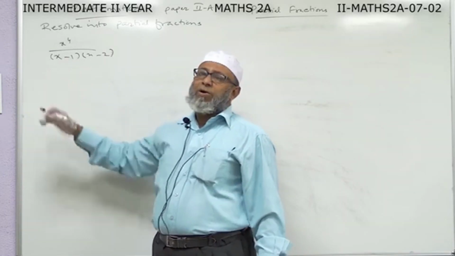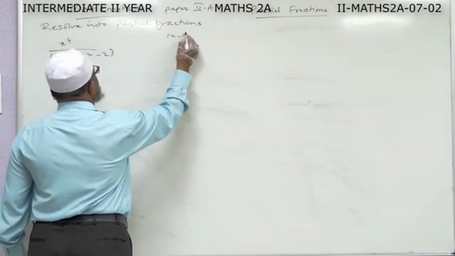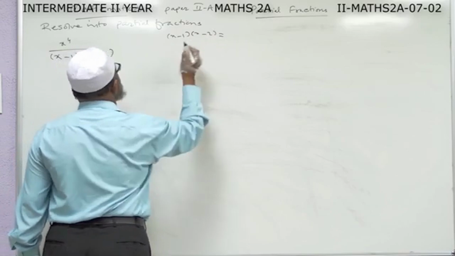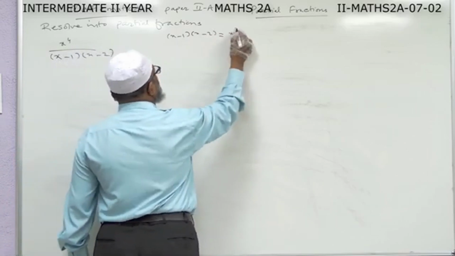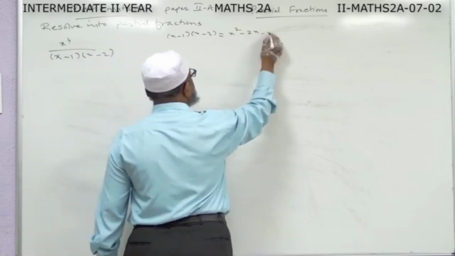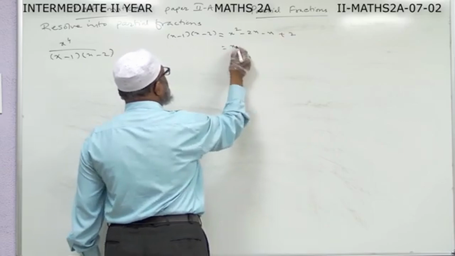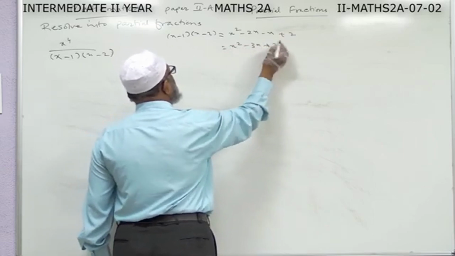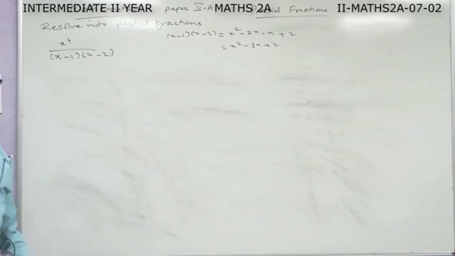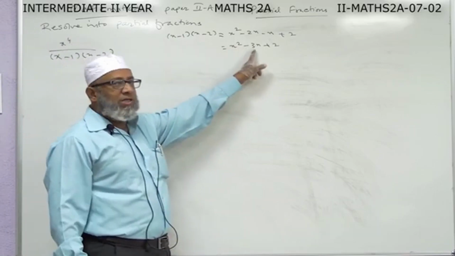To divide the numerator by the denominator, I have to multiply the denominator part separately. See what happened on multiplying this. Now I am doing here x minus 1 into x minus 2 is equal to x into x, x square, x into 2, minus 2x, x into 1, minus x, minus into minus, plus 2. So which gives me x square minus 3x plus 2, right?